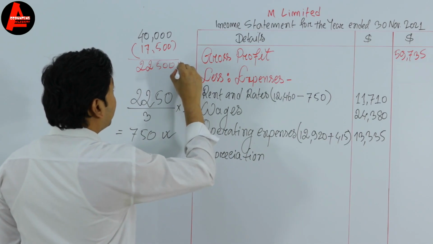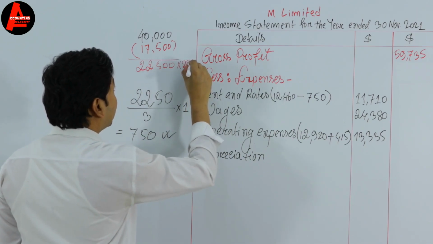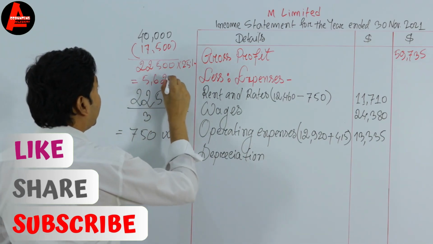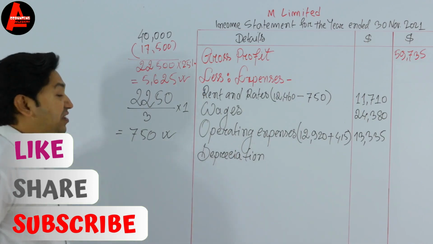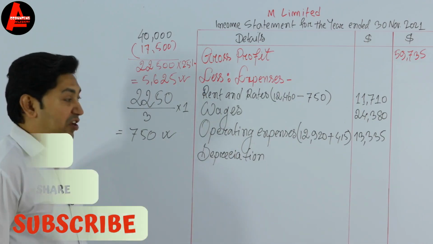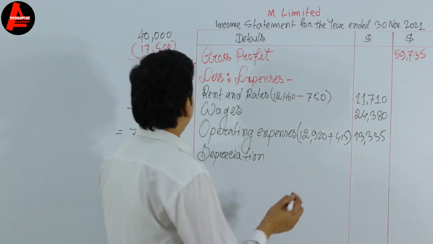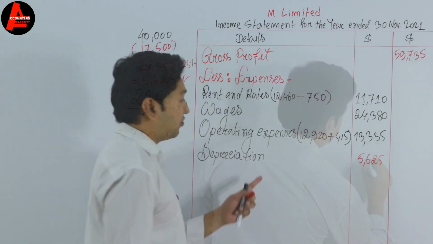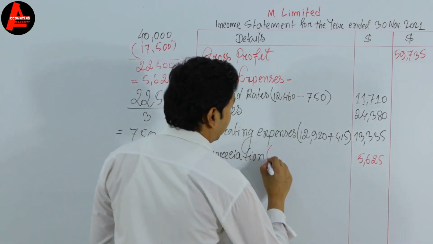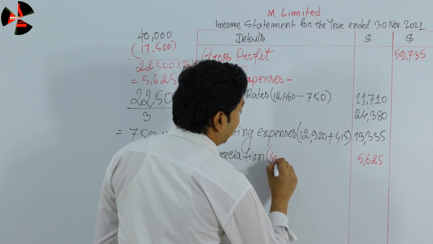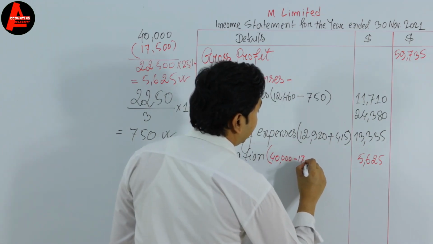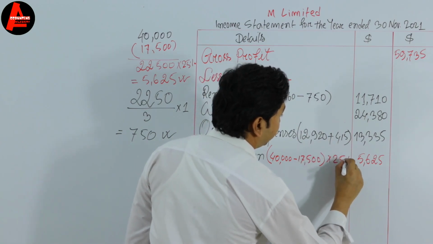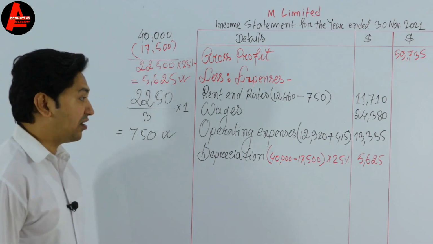So multiply by 25%. What we get here is 5,625. This is the amount of depreciation of equipment. So let us write here 5,625. Here we can write in the bracket if you want: $40,000 minus 17,500 multiplied by 25%. Very easy calculations.